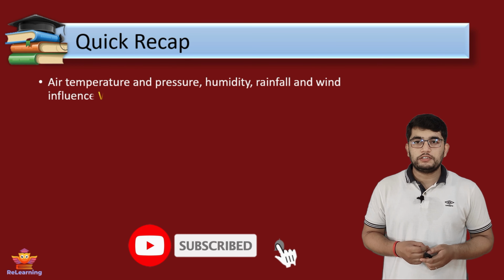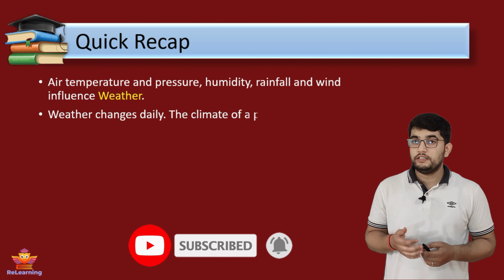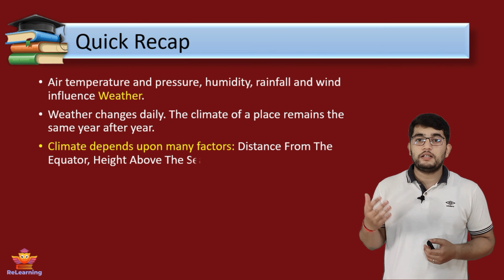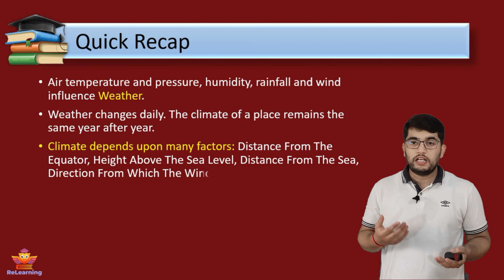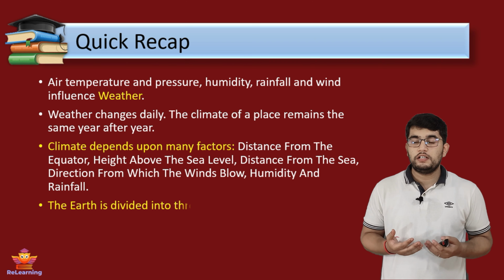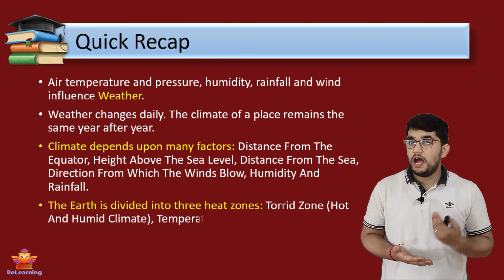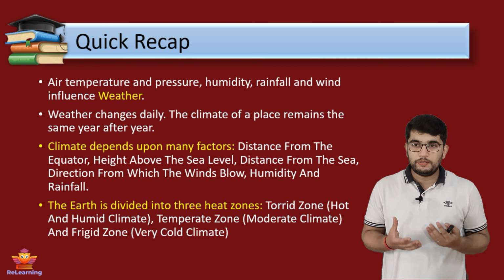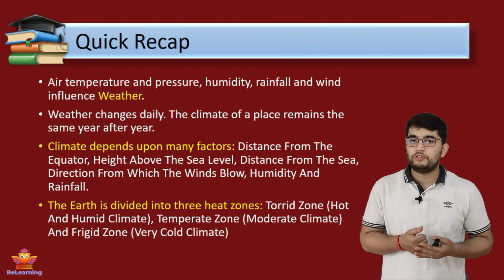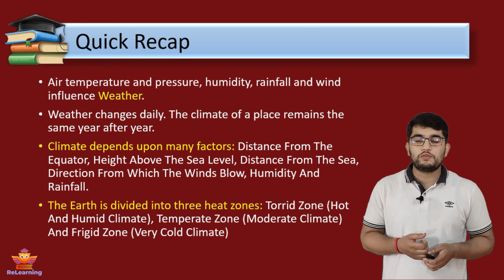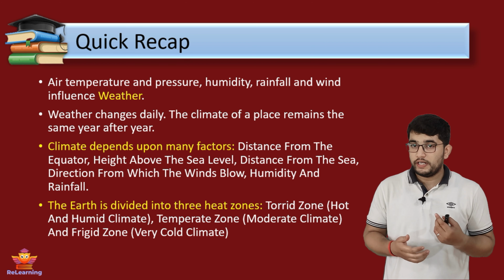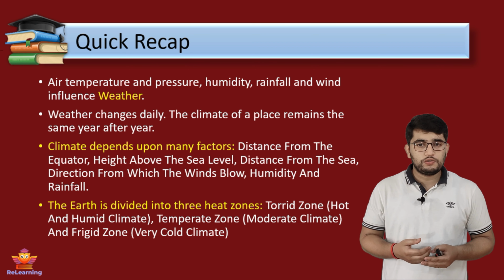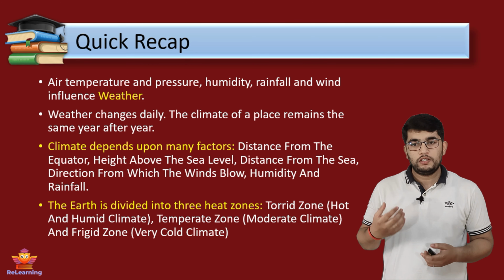Air temperature and pressure, humidity, rainfall and wind influence the weather. Weather changes daily. The climate of a place remains the same year after year. Climate depends upon many factors like distance from the equator, height above the sea level, distance from the sea, directions from which the wind blows, humidity and rainfall. The earth is divided into 3 heat zones. Those are Torrid Zone, which has a hot and humid climate, temperate zone, which has a moderate climate, and frigid zone, which has a very cold climate. Got it?